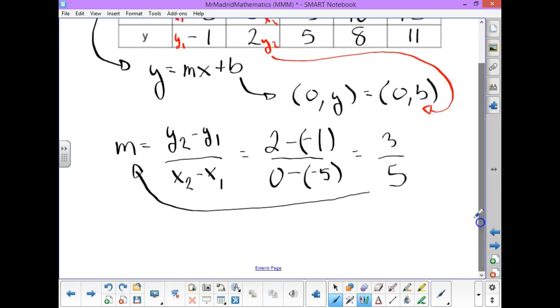Okay, so the finishing touch would be then to write y equals m, right, which is this number here, 3/5, x plus, right, I need b, and I already have it, right, it's 2.